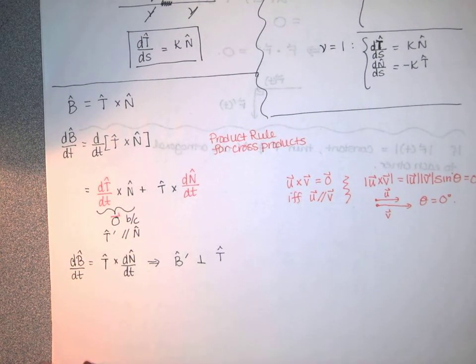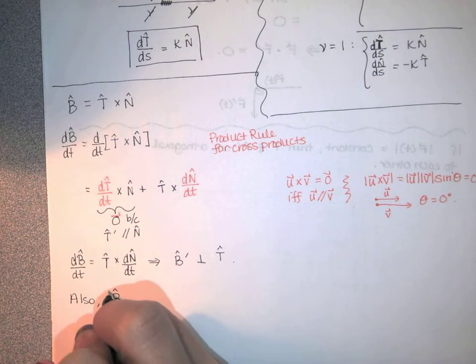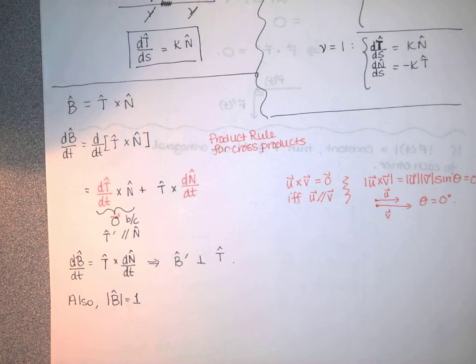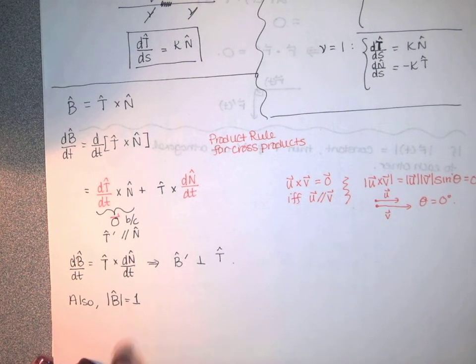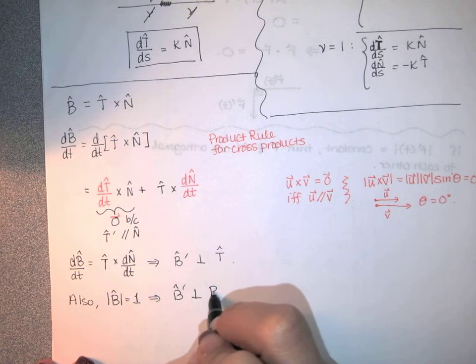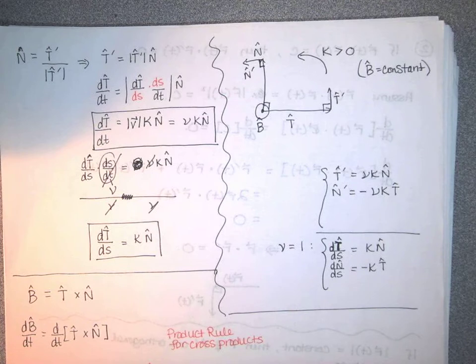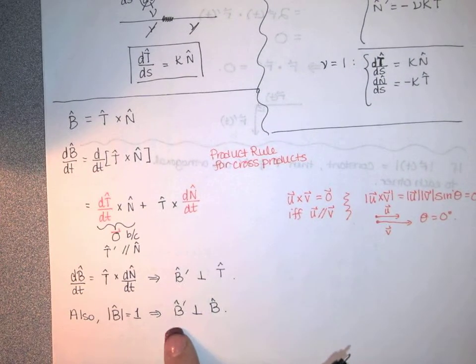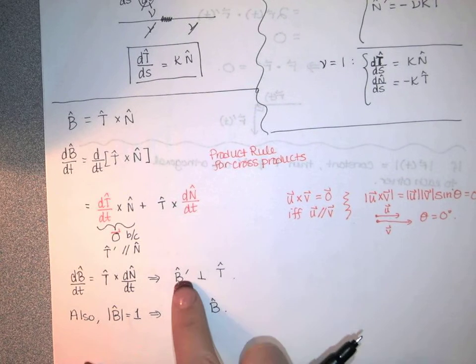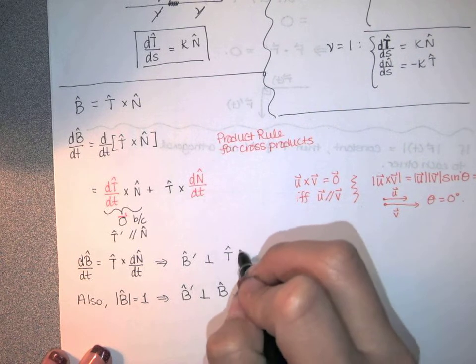And that's insightful because we also know b hat, our binormal, has a length of 1. And if it has a length of 1, that means that b hat prime must be perpendicular to the original vector b hat. So I'm going to be able to draw a similar picture to this, but it's going to involve the derivative of my binormal instead of derivatives of the unit normal and the unit tangent. And so what I see from this is b hat prime is perpendicular to t hat and b hat. So both of these at the same time.